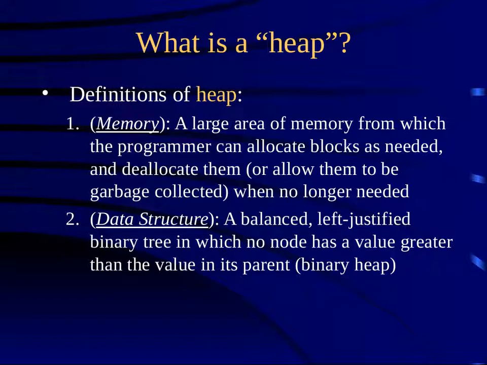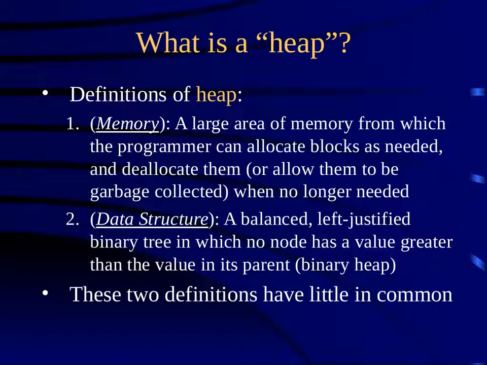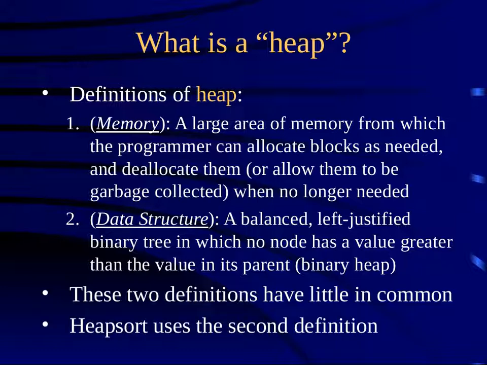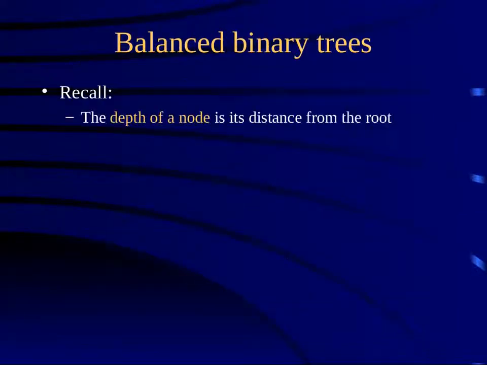There's also the data structure called the heap. So, sorry guys, it's just how it went in life. They decided to name two different things the same word. But heap, the data structure, is called a balanced left justified binary tree in which no node has a greater value than the value of its parent. All right, well that's a lot of terminology we probably have not gone through yet. Keep in mind that these two definitions have a little in common, but you need to think of them as two completely separate things. And heap sort uses the second one. Of course, when we're talking about the data structure, we're using the second definition.